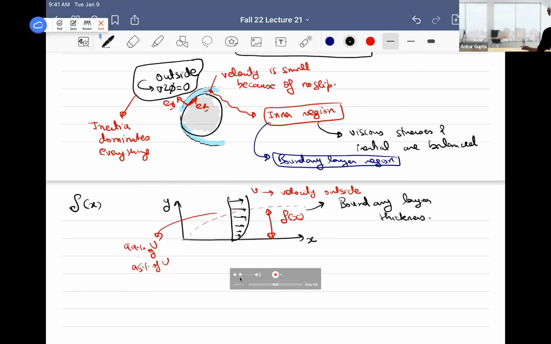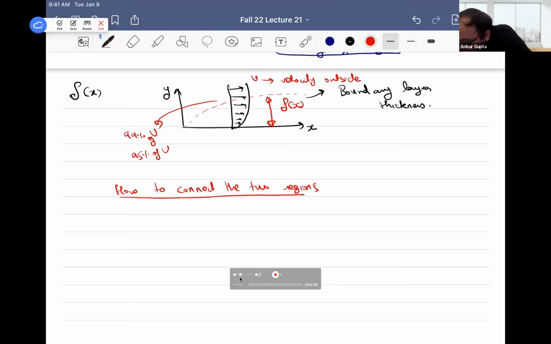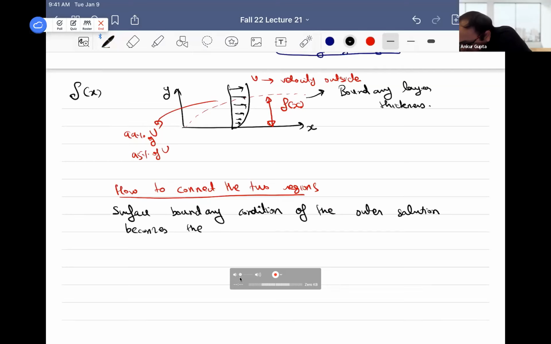So the important point is the outer solution. The basic idea is this: the surface boundary condition of the outer solution becomes the far field condition of the inner solution, or the inner region. Okay. So this is very important.